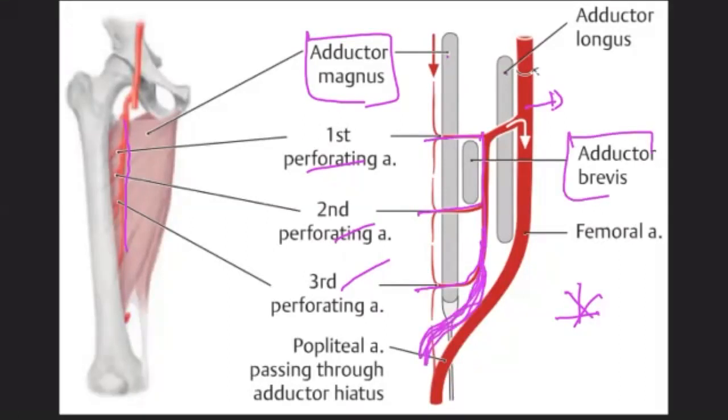You see, this is the adductor brevis. The first one is proximal to the adductor brevis. The second perforator is anterior to the adductor brevis. The third is distal to the adductor brevis, right? This is a schematic diagram.